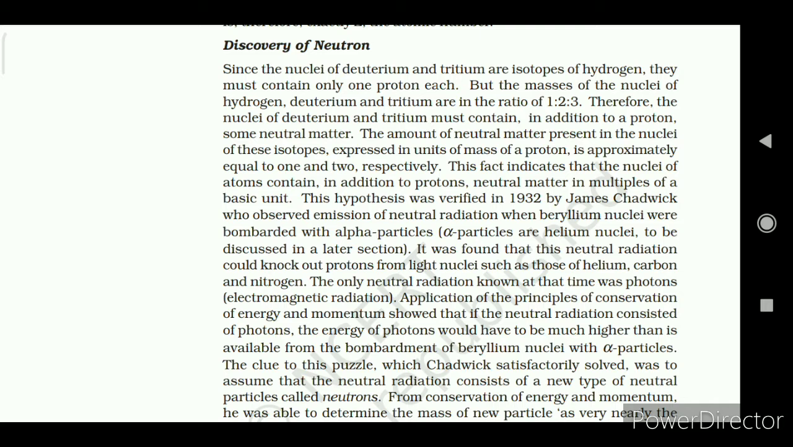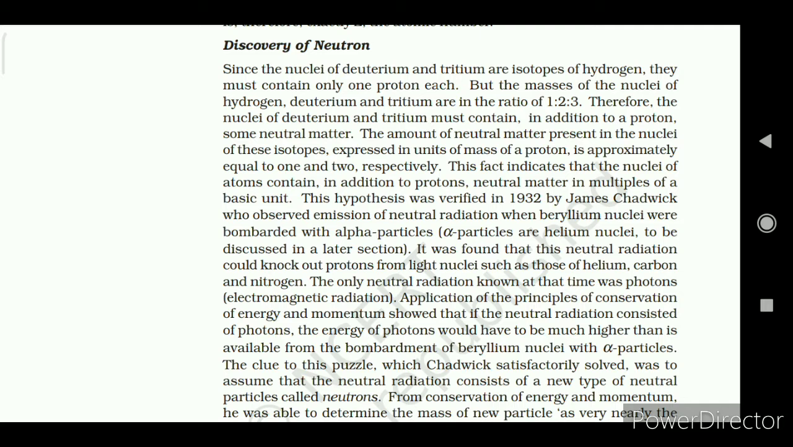The composition of a nucleus can now be described using the following terms and symbols. Z is the atomic number, which is equal to the number of protons. N is the neutron number, which is equal to the number of neutrons. And A is the mass number, which is equal to Z plus N, that is, the total number of protons and neutrons. One also uses the term nucleon for a proton or a neutron. Thus, the number of nucleons in an atom is its mass number A.